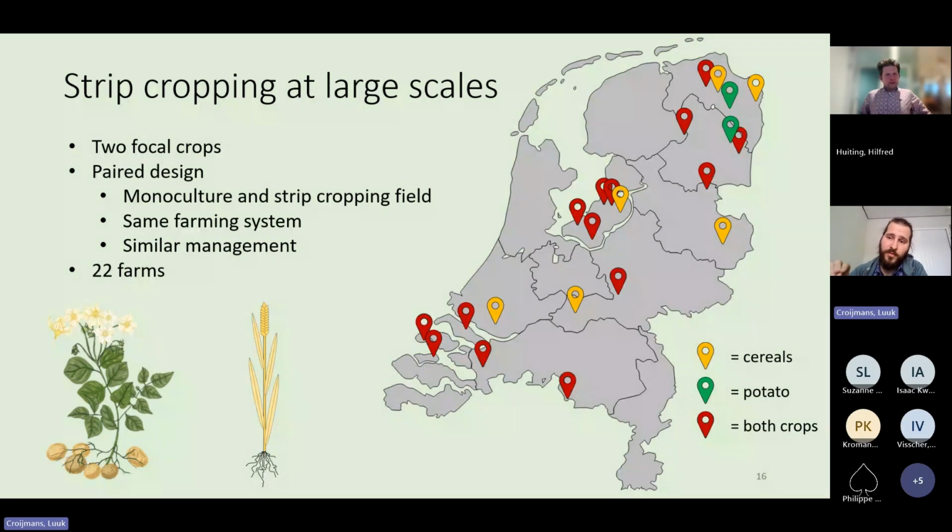And per farm, they had the same farming system. So they were either conventional or organic agriculture, and they had as similar management as possible. We really tried to have a good comparison per farm and then see across farms if we can see some general patterns happening. And then we had 22 farms that we measured at. As you can see, some were only cereals, some only potatoes that we could measure, but most of them we could measure both crops at.